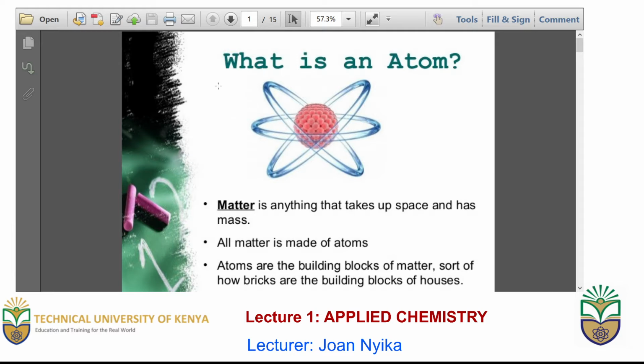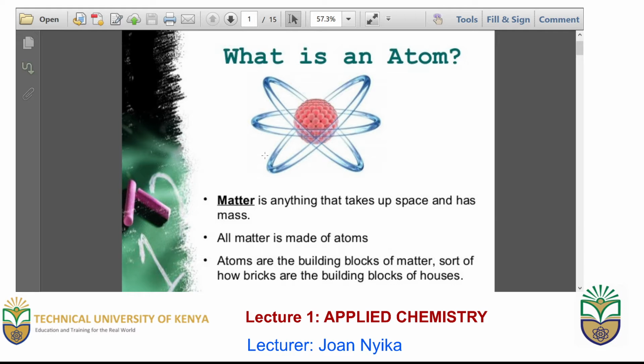Mass is anything that has weight and occupies space. All matter is made up of atoms, and atoms are the building blocks of matter. For instance, when you are building a house, you start with one brick. One brick in this case is just like an atom. It is the building block of a house. So, an atom is the building block of any matter.